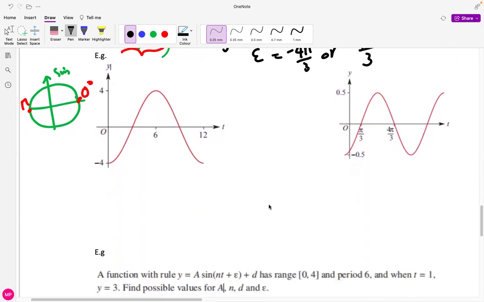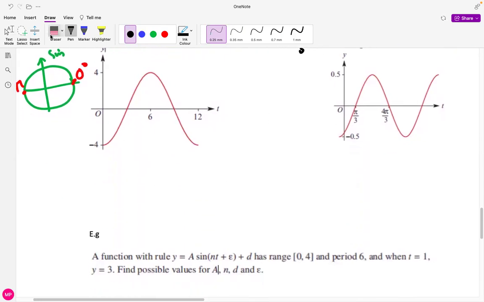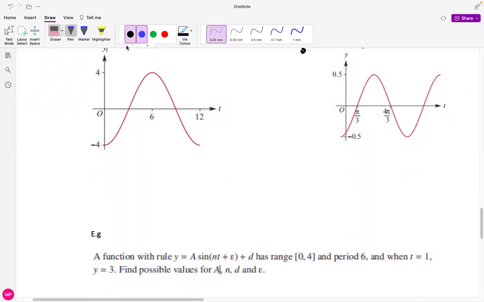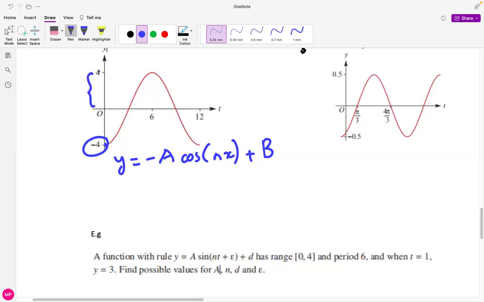Okay. Now we do this example here. In this example, the graph starts at the minimum, which is -4. So for sure, we know that it will be a negative cos graph, right? So it will be negative a cos of nx plus b. Now to find a, a is the distance between the middle and the maximum. So a is 4.